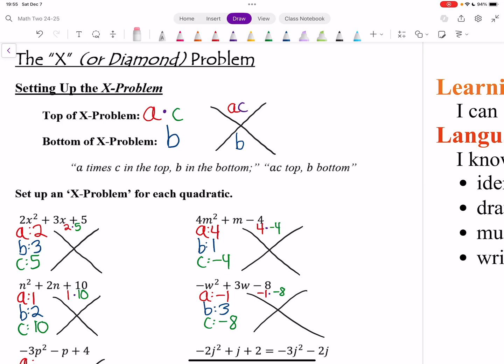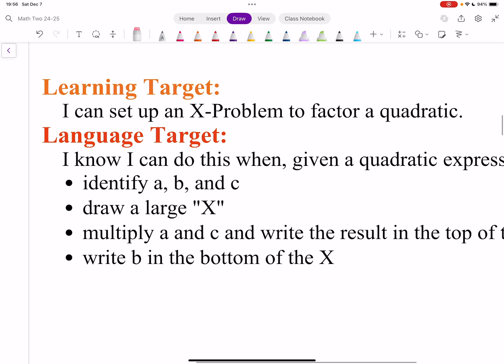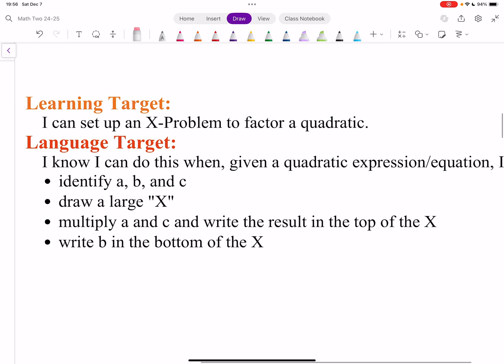This lesson video is the second in a series on solving quadratic equations by factoring. In the previous lesson video, we talked about how to ensure the quadratic is set equal to 0 and properly identify a, b, and c. In this lesson, I'm going to demonstrate how to set up an x problem so that we can factor a quadratic. The learning target states I can set up an x problem to factor a quadratic. The x problem is simply a tool we'll use to help us factor.